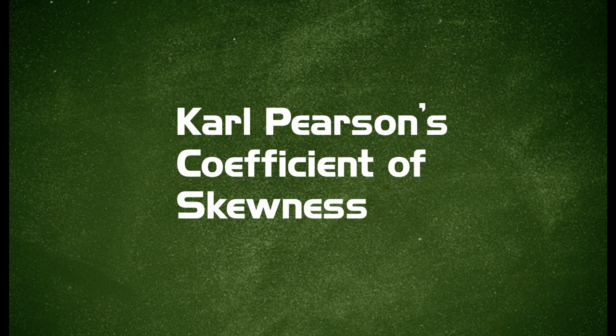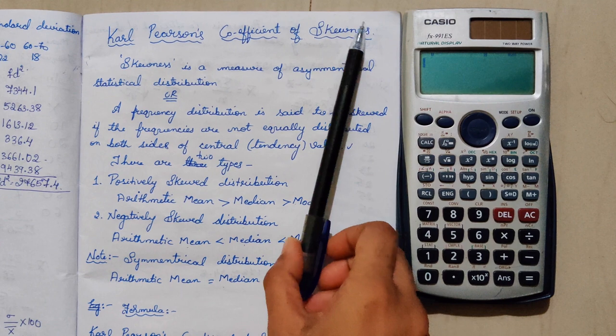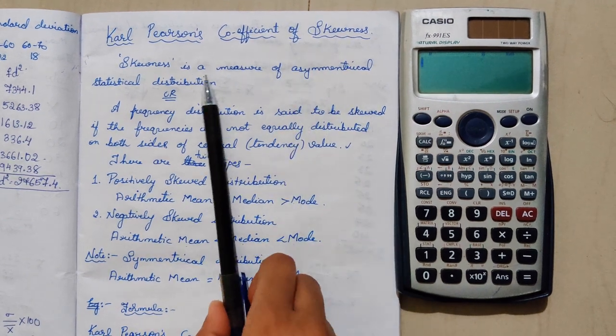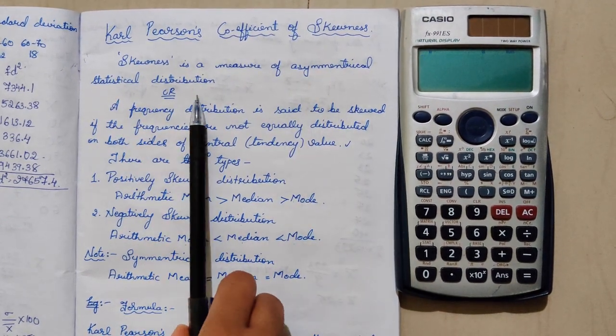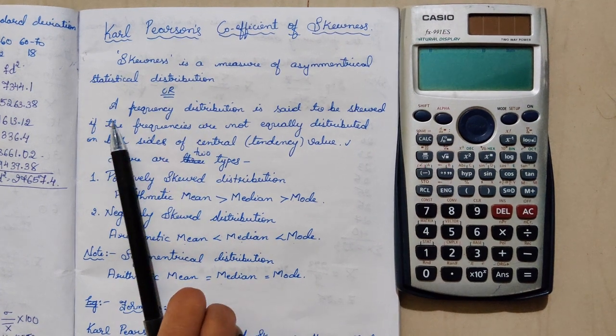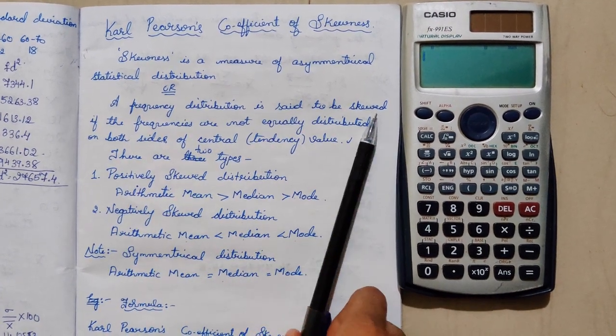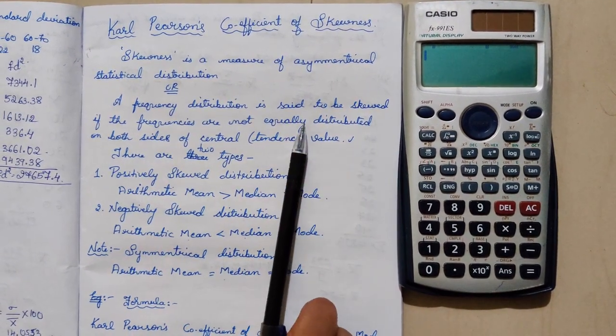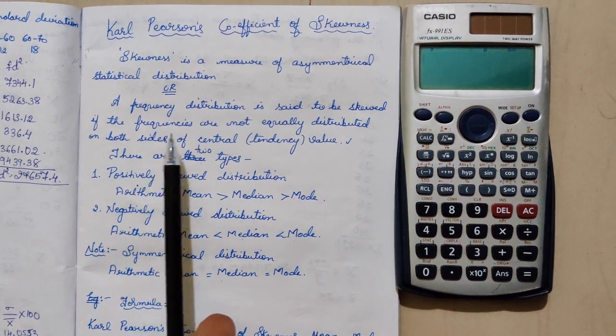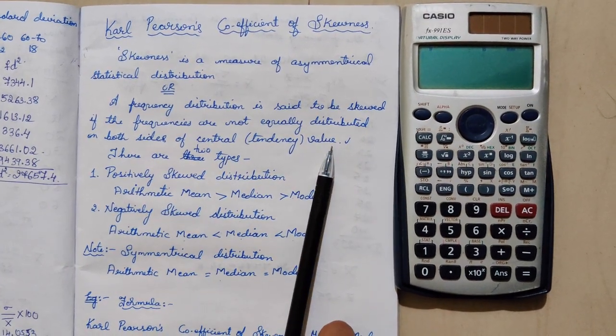Today in this video we will learn about the Karl Pearson coefficient of skewness. So first we will understand the meaning of skewness. It is a measure of asymmetrical statistical distribution. A frequency distribution is said to be skewed if the frequencies are not equally distributed on both sides of the central values.